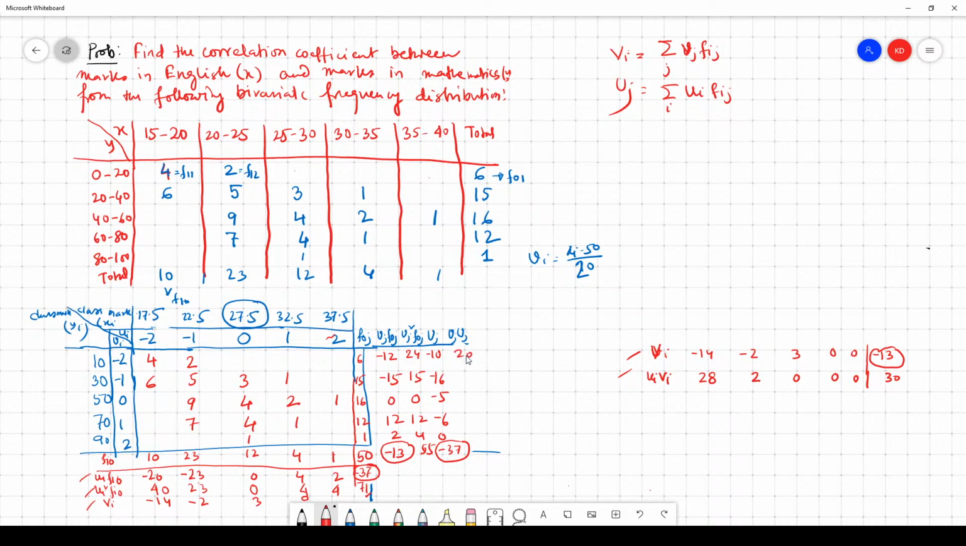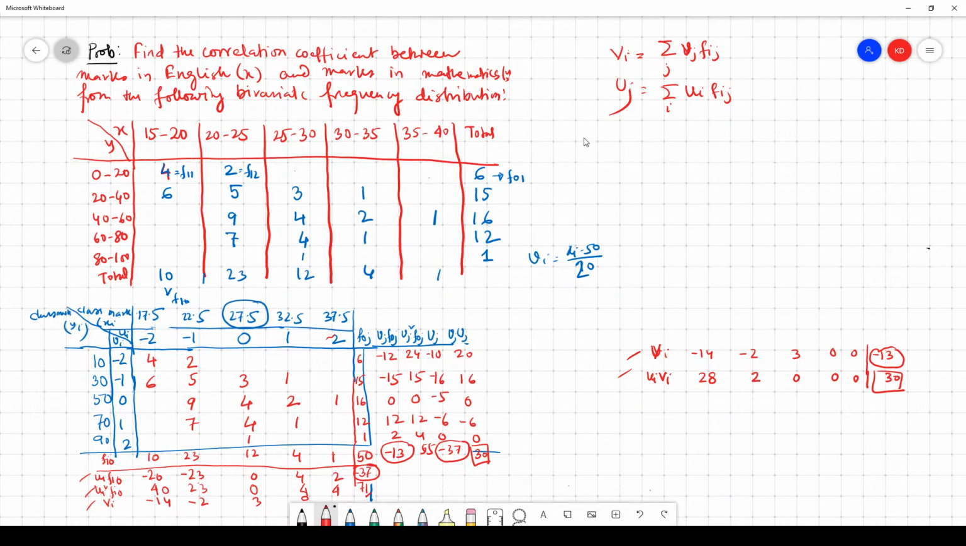20, 16, 0, minus 6, 0, 30. So this 30 and this 30. So this means the calculation is correct. Now just put the values in the formula, we get the result.